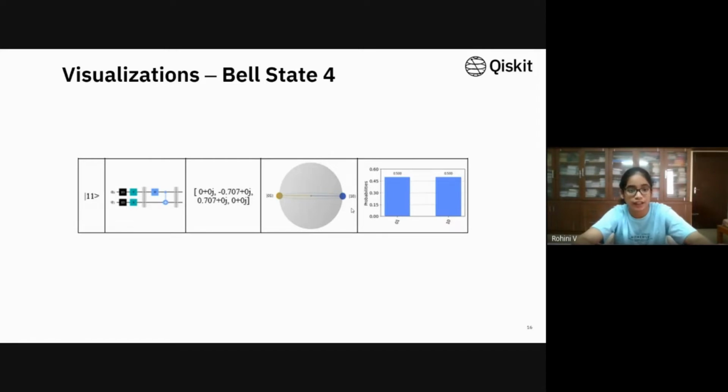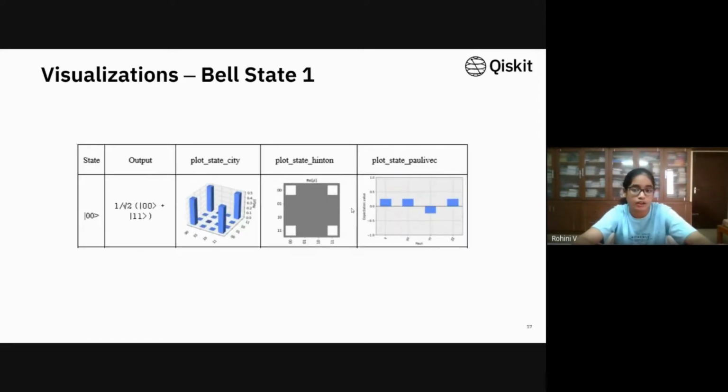So the next slide, we are not going to see hands-on, it's all just visualizations. Okay, for 0 0, I'll explain plot state city and plot state Hinton. But plot state polyvector you have to memorize or note down. There are not more questions about it. It's just a representation and a visualization, so you don't have to worry. For 0 0 and 1 1, you see the histogram stands at the four corners, same as for plot state Hinton. It's all different visualizations, so there's nothing much to explain here.